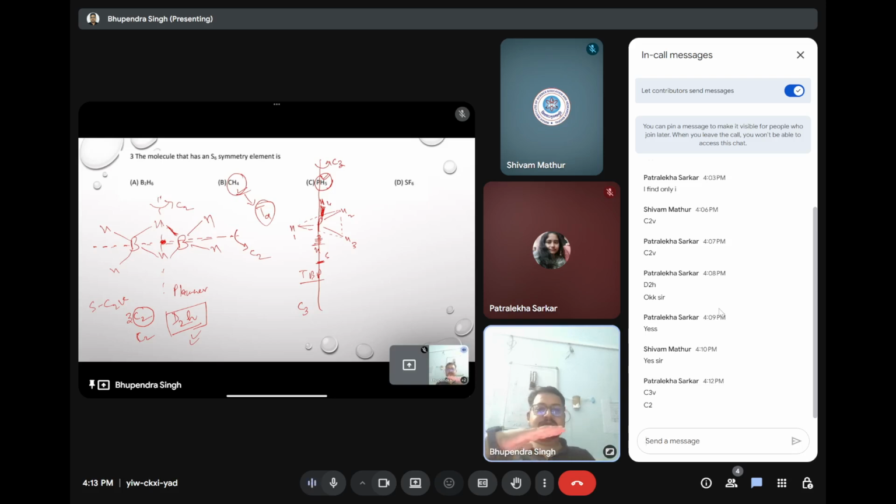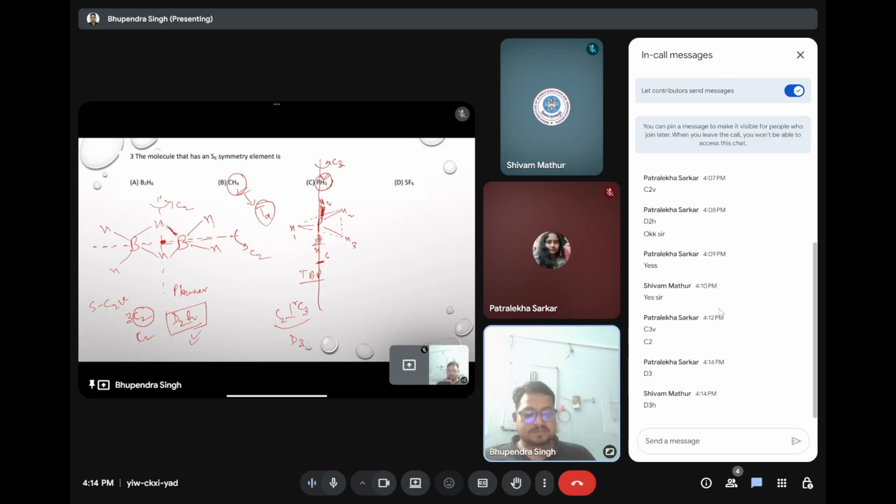Yeah, C2 is present because this is your C2. You just flip the molecule. C2 is present and it is perpendicular to your C3. So what will be the point group? Yes, D3. Then now tell me what is the point group? Yes, D3h. Because your principal axis of rotation is perpendicular to the molecular plane. That is why the point group of this molecule is D3h. Now find the point group of this SF6.